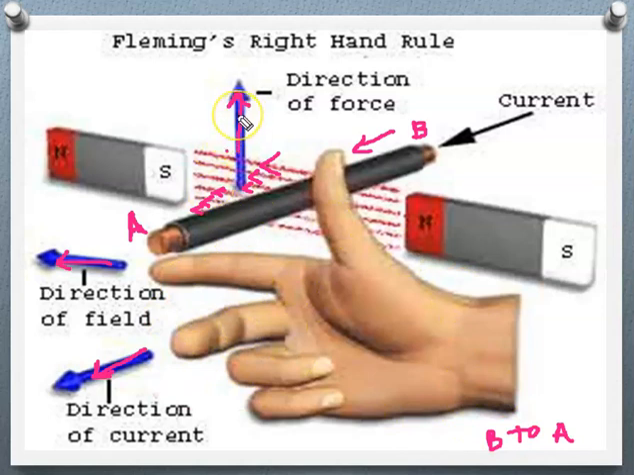Suppose we have the direction of motion of the conductor in the opposite direction, that is in the downward direction. Then we will get the direction of induced EMF from A to B. As we change the direction of field or direction of force, we will get a different direction of induced current. In this way, with the help of Fleming's right hand rule, we can find the direction of induced EMF.